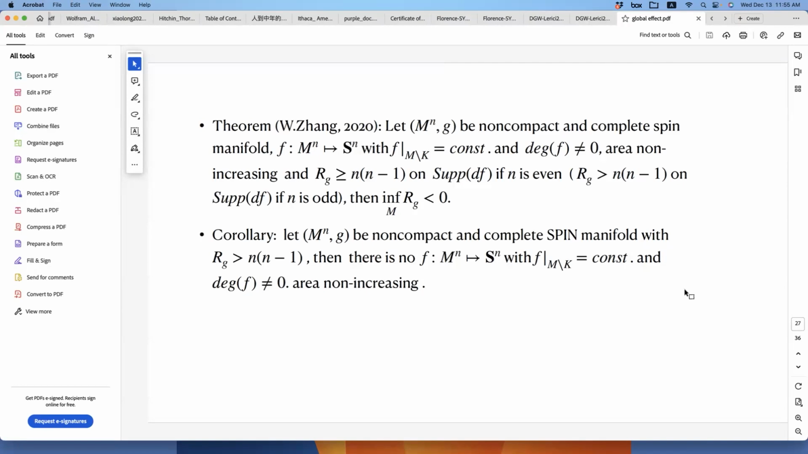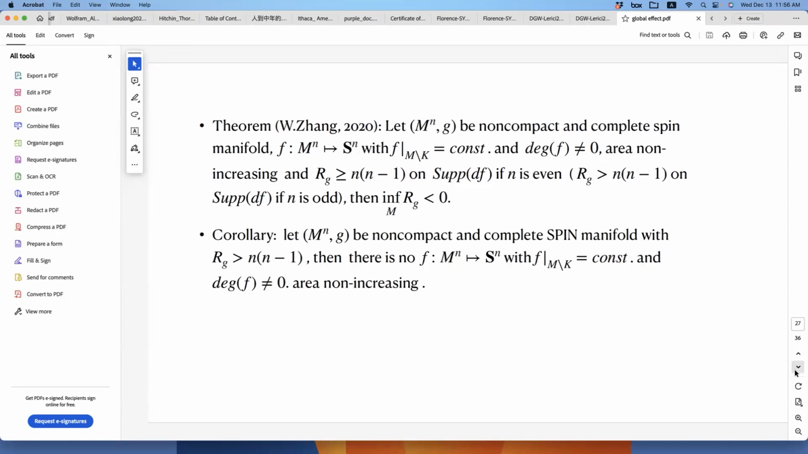As a corollary, we have the following result. Let (M, g) be a non-compact and complete spin manifold with scalar curvature strictly bigger than that constant. Then there is no continuous map from M to S^n that is constant outside a compact set, with non-zero degree, and area non-increasing. This is just a corollary. But in those results, we need to assume the manifold is spin because they use the Dirac operator argument.